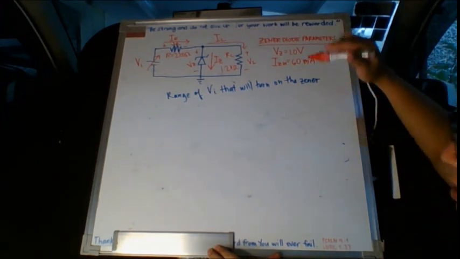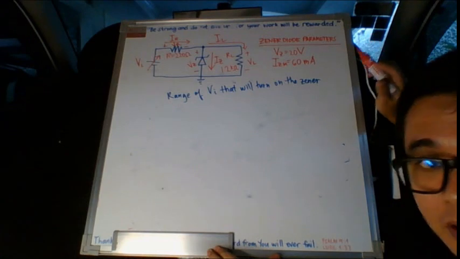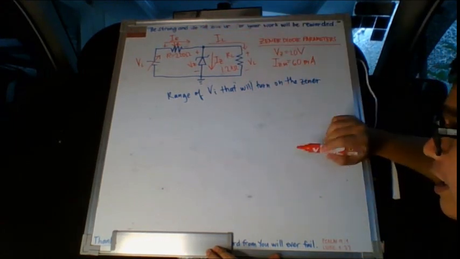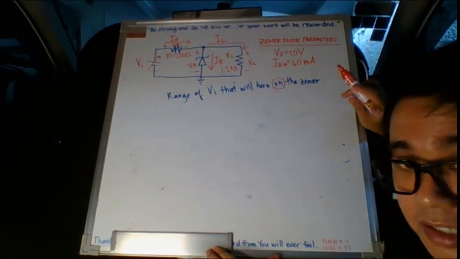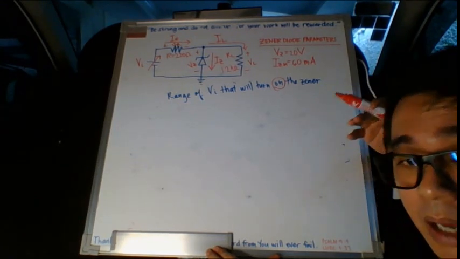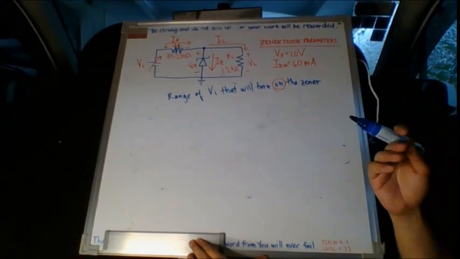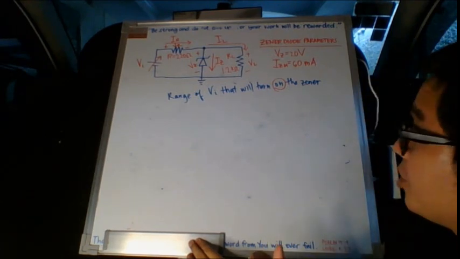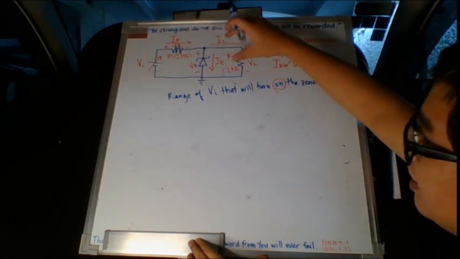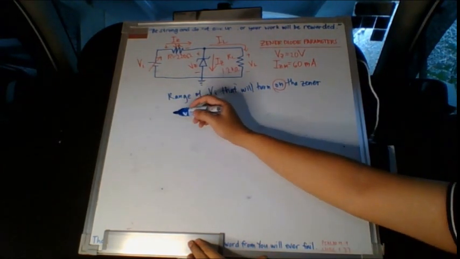Ang pinapahanap sa atin dito ay ang range ng input voltage na mag-on sa ating Zener. Ganun kasimple. Ano daw ba yung minimum at ano yung maximum na input voltage natin para naka-on yung ating Zener diode. Pag sinabi nating naka-on yung Zener diode, it means na nag-regulate siya, naabot na niya yung nominal Zener voltage. Ang unang gagawin natin dito ay isa-set up natin yung voltage divider equation. We have V sub I na hati sa pagitan ni V sub R at ng ating V sub L. So let us write down the voltage divider equation.